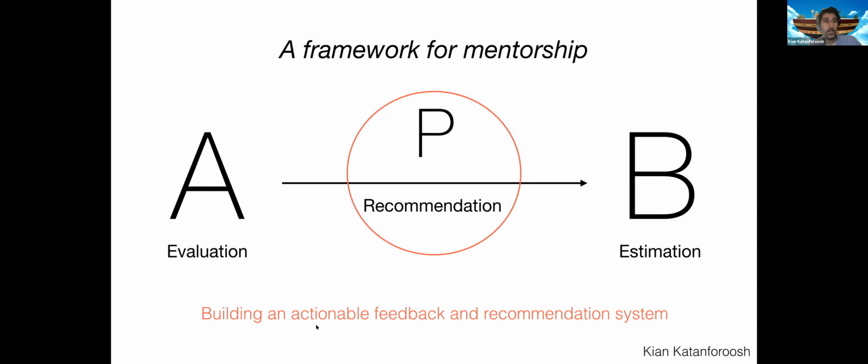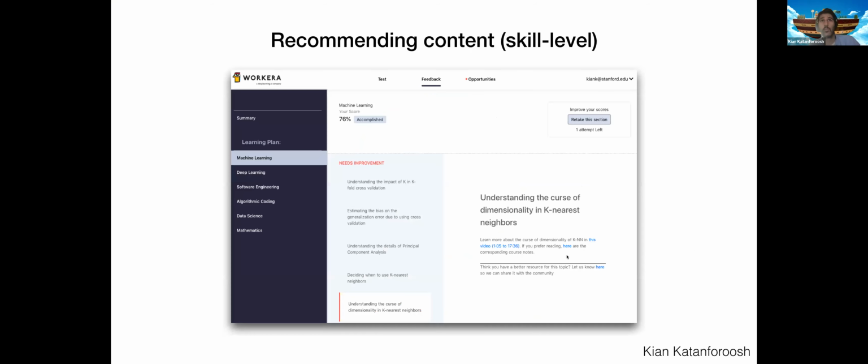And to do that, we would need to build an actionable feedback and recommendation system, leveraging the understanding of A and B. And this can be at several levels. It can be at a skill level, so recommending a specific content, very accurate, and that's what our users like the most. Understanding the curse of dimensionality in k-nearest neighbor is a very specific skill under machine learning, and there is content in order to understand this better. So it's not recommending a course, it's recommending usually an article or a portion of a video.